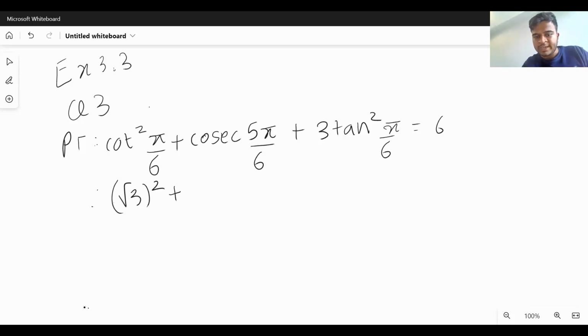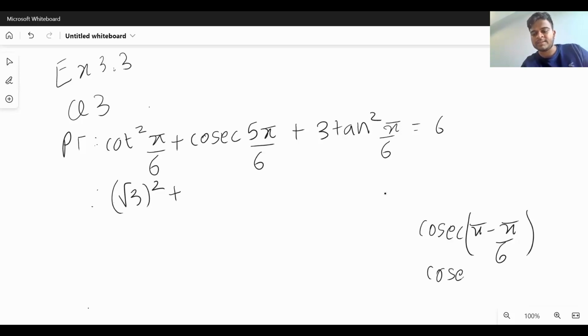Now, what is cosec pi by 6? As I was saying, we can write cosec pi by 6 as cosec pi minus pi by 6. And we all know that this is in the second quadrant. In the second quadrant, cosec and sine are positive. So what we get is cosec plus pi by 6. And cosec pi by 6 is nothing but 2, so I'll write 2 here.